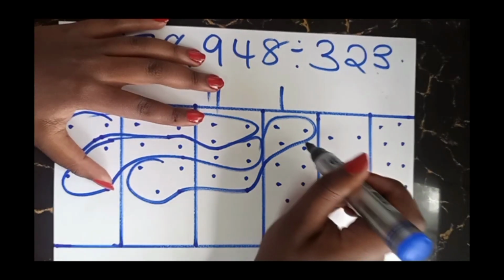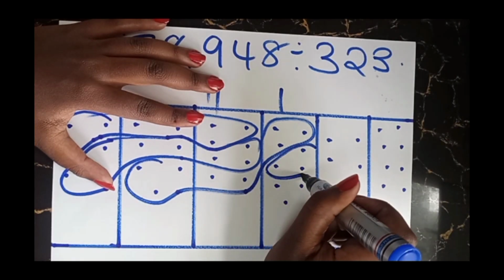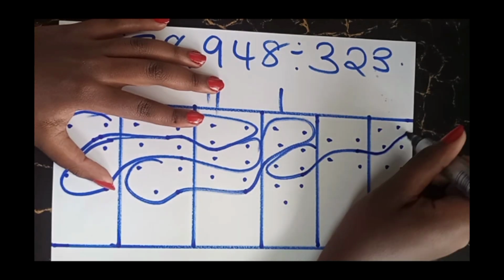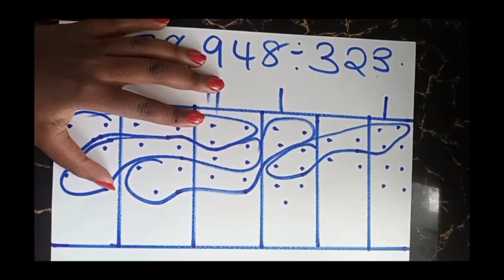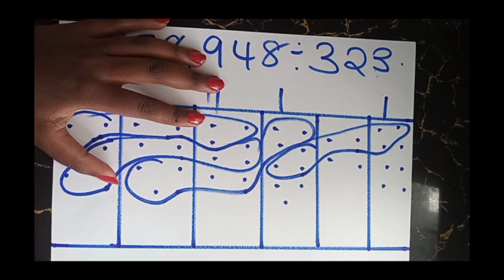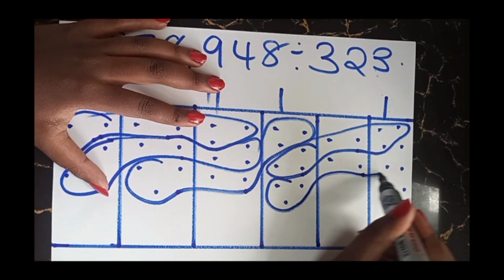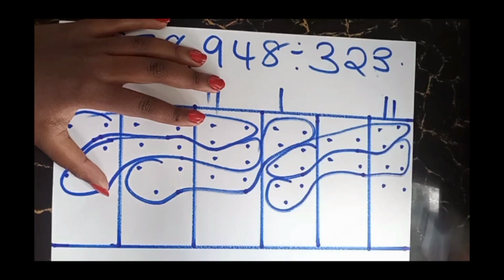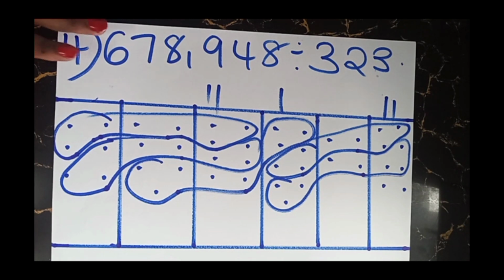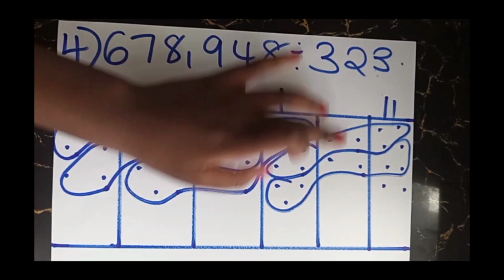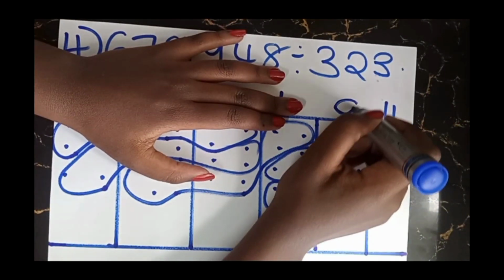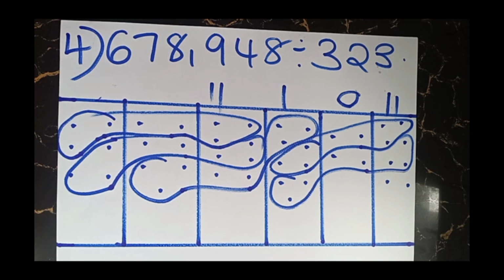This is a 3, so we'll take this 3 here, 2 and 3. Okay, so we have one group of 323 over there. Another group is 3, 2, 3. Okay, so this is another group of 323. So we have 2 groups here. Do we have any group here? No, we don't have any group, so we'll write a 0 over here. Are we together? Yes.